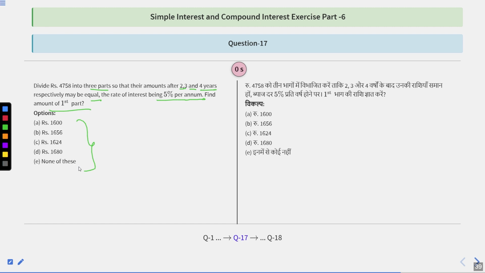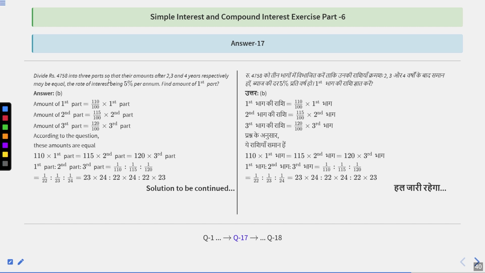Now time's up. Let's see the solution. According to the question, the amount of the first part will become 110 upon 100 times the first part. Clear? Second part will be 115 upon 100 into second part. Third part will be 120 upon 100 into third part. Clear? Now these amounts are equal. So we can say that 110 into first part is equal to 115 into second part is equal to 120 into third part, because it is given in the question.